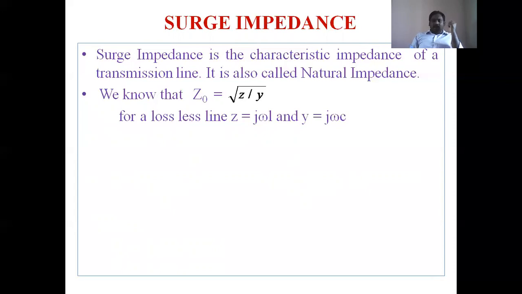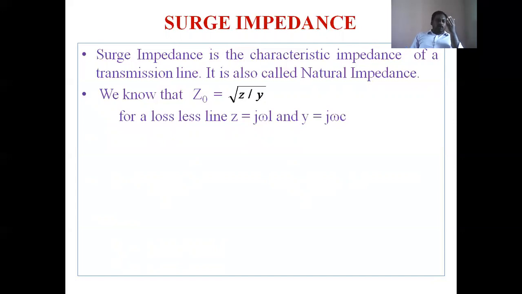Admittance. Is that right? But here what happened? Conductance is 0 because of our lossless line. R is equal to 0, and G also we can consider 0. So that's why Y is equal to j omega C. This is already defined: 1 by 2 pi F C.